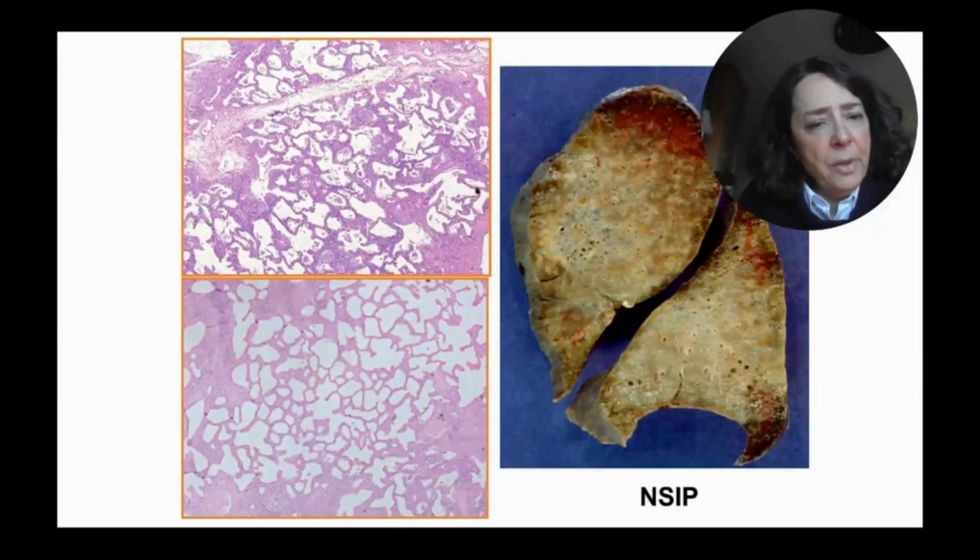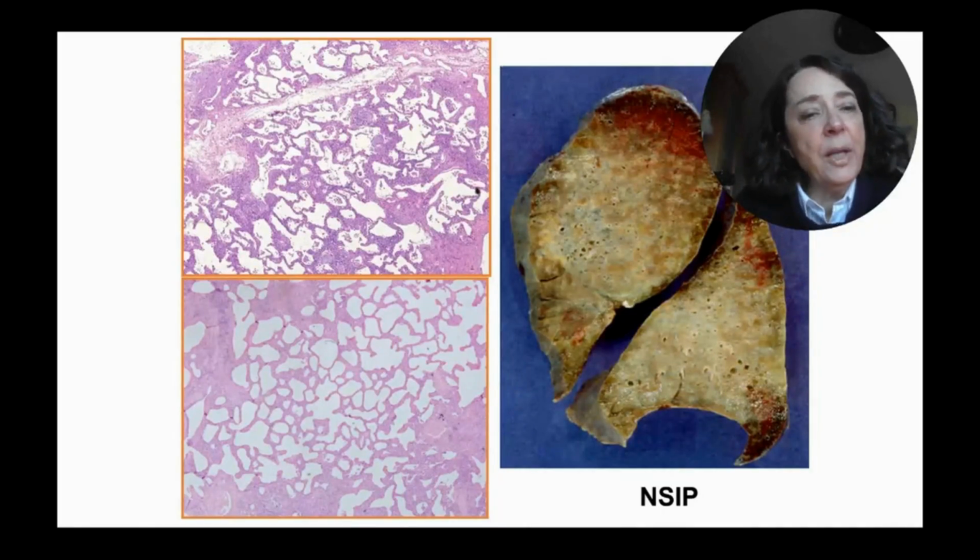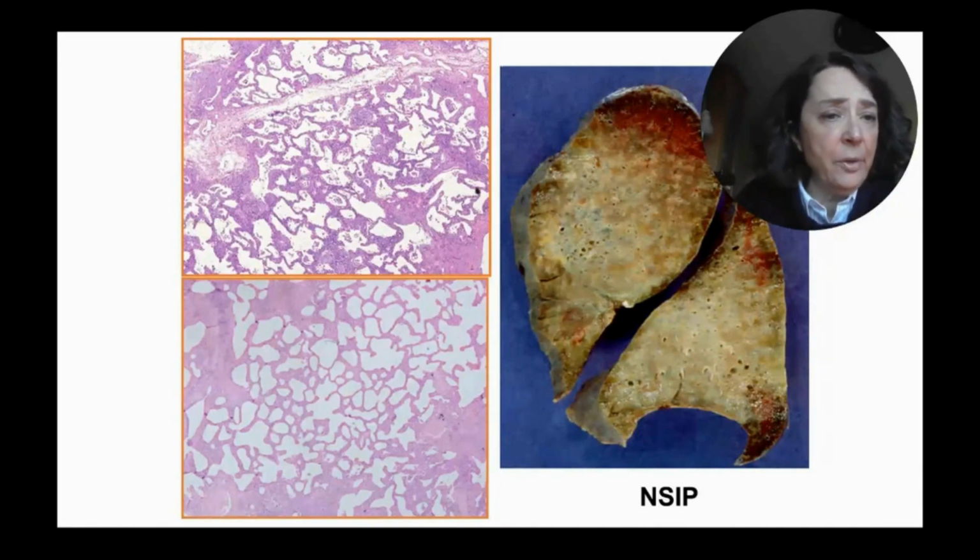So if you remember the previous pictures that I showed you, you saw this heterogeneous, what is called spatial heterogeneity, whatever. It's very nice, these words. But one is patchy, the other one is diffuse. And this diffuse pattern in non-specific interstitial pneumonia could be cellular, like the one in the upper picture, or fibrotic. Cellular has better prognosis. It can be treated and normally resolves or evolves, but it can be treated. Fibrotic, the prognosis is similar to UIP.